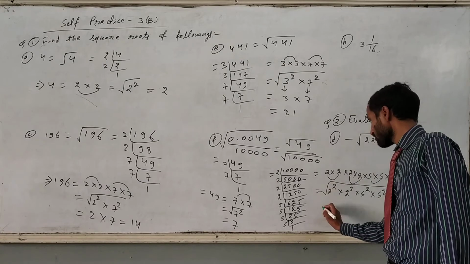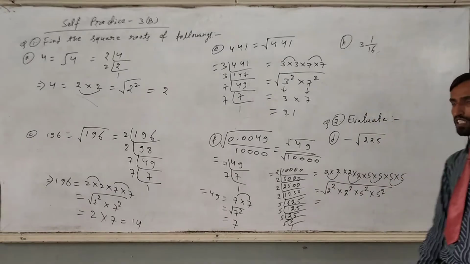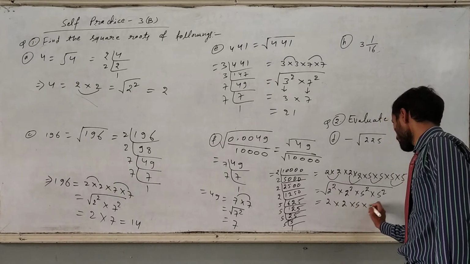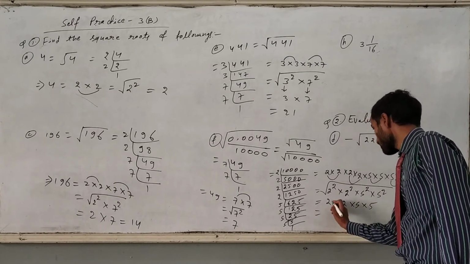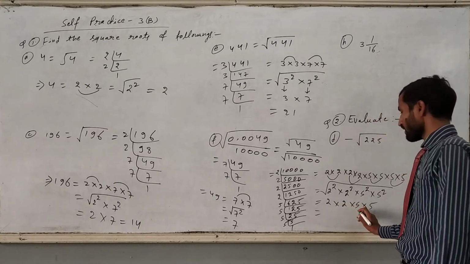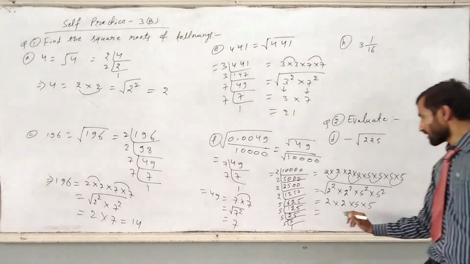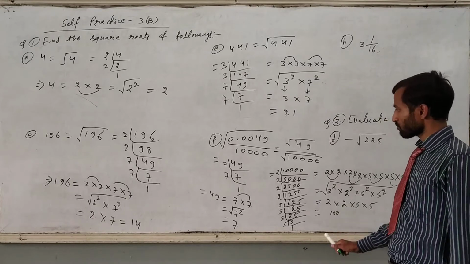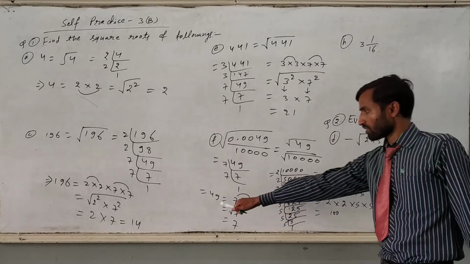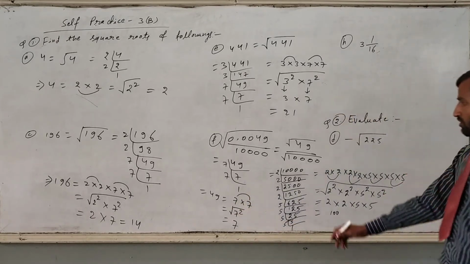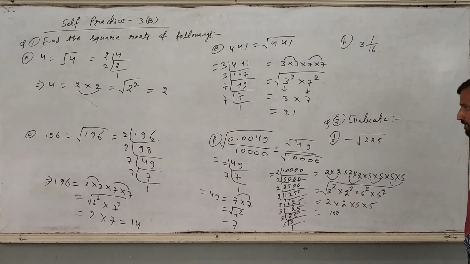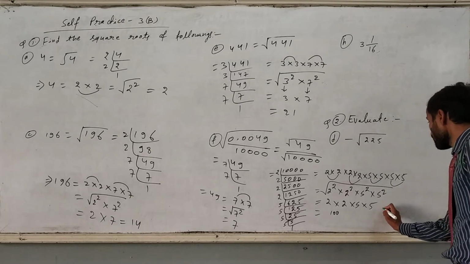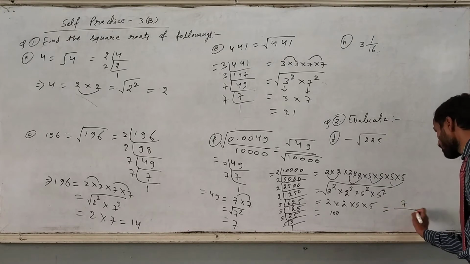Now put here the symbol of square root and take outside one pair. Means 2 outside, again 2 will come outside, and 5 will come outside, and 5 will come outside. So finally multiply, 2 twos are 4, 4 fives are 20, 20 fives are 100. So square root of 10,000 is 100. So this is the square root of denominator, and this is the square root of numerator. Numerator square root is 7, and denominator square root is 100. So just write down here 7 upon 100.